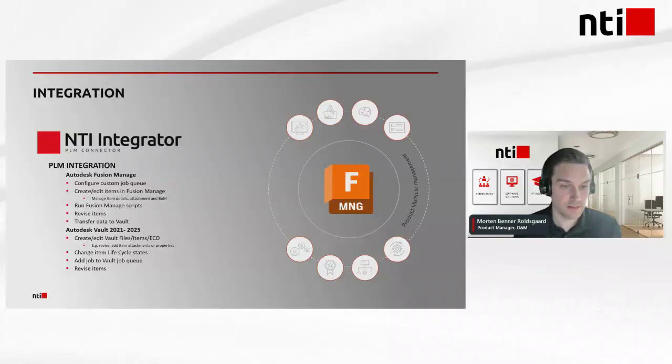So we also have a Vault connector which enables us to create and edit Vault items or files or ECOs. So we can actually initiate an ECO, for example, from Fusion Manage and then create it in Vault to indicate that we have a task that is design related and should not take place in Fusion Manage, but we initiate it from Fusion Manage. Could also be that we want to change the lifecycle states in Vault during the integration, or maybe we want to add a Vault job to the job queue or revise an item. So we can do a lot of different stuff using the integrator in the different systems in a standard way using this connector.